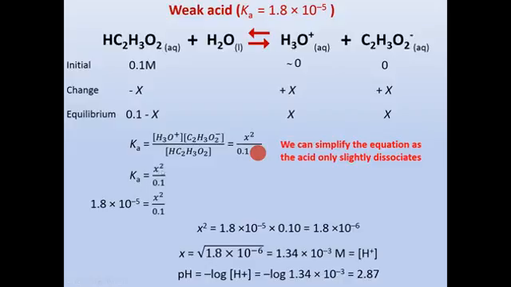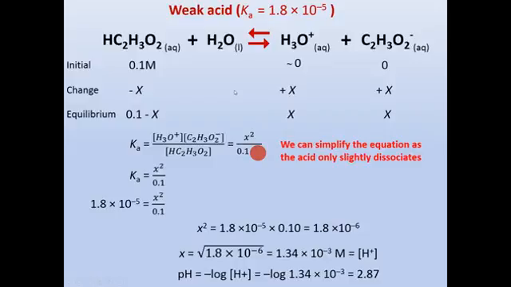So the Ka value is equal to x squared over the concentration of the weak acid. We know the value for the Ka, 1.8 times 10 to the minus 5, is equal to x squared over 0.1. Then we want to solve for x. So x squared is our Ka value multiplied by the concentration of the weak acid, which gives us that number there. We want to find x, so we take the square root of both sides. So x is the square root of 1.8 times 10 to the minus 6, which gives us 1.34 times 10 to the minus 3.